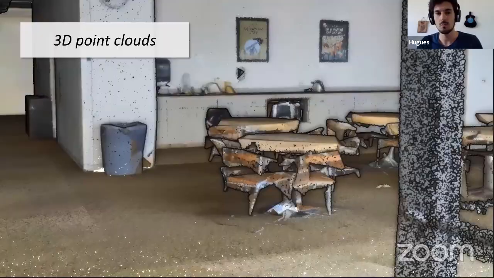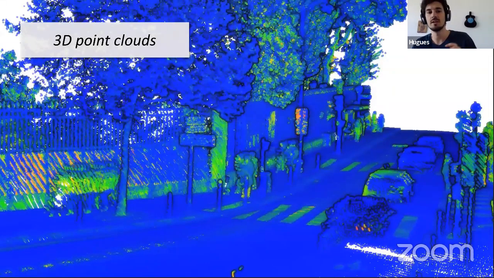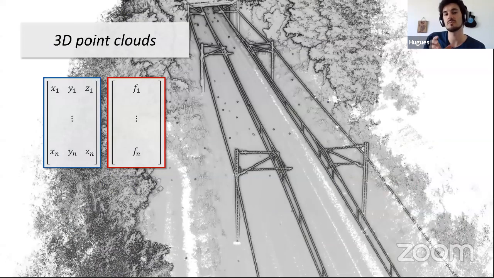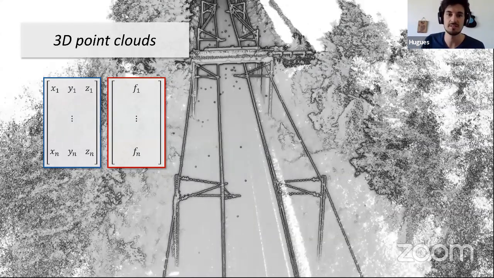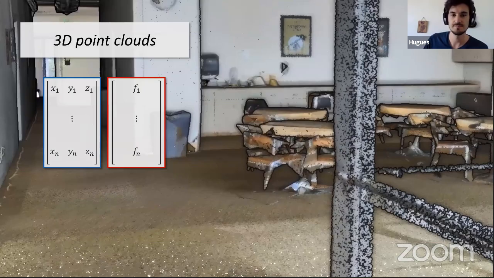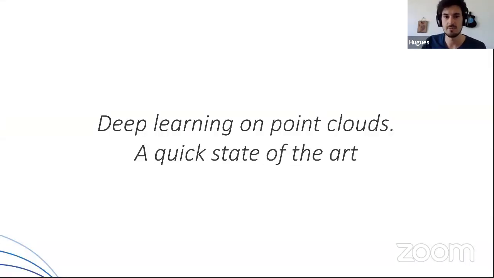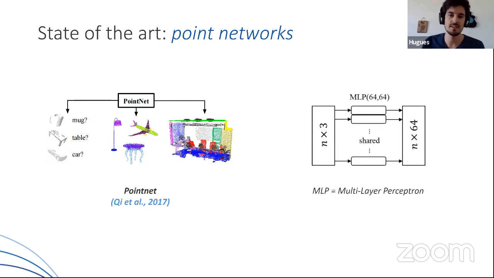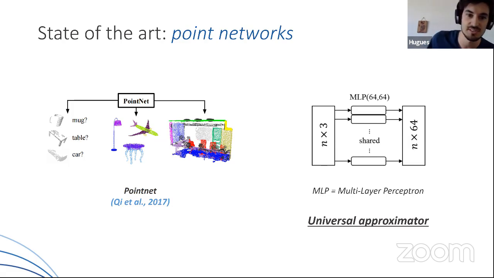One important thing to remember is that point clouds are 3D coordinates, but also the features that are associated to the coordinates. So the points play the role of a structural element of the data, and the features carry the information. I'm going to start with a quick state of the art of the related work on point convolution. And obviously, I cannot avoid talking about PointNet, so I'm not going to present the paper. But the main thing that this paper contributed was to show that the multilayer perceptron applied on single points can be used as a universal approximator of any continuous function of space. And that's a very important result for the rest of the presentation.